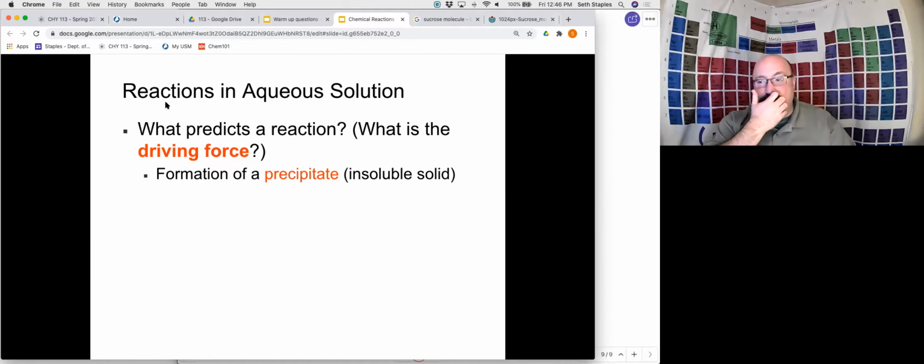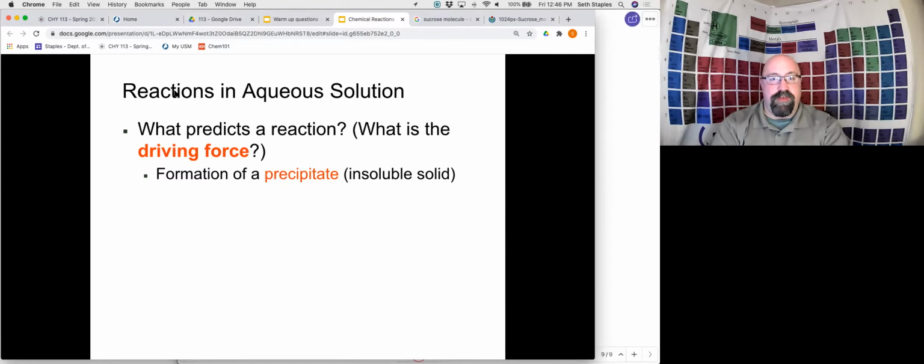One of the driving forces that we look at is going to be the formation of a precipitate, the formation of an insoluble solid, and we'll see what that means in a bit. But it's basically when we mix two liquids together, or two aqueous solutions together, a solid forms. So we take something that is dissolved in water, something else dissolved in water, mix them together, and we end up getting a solid from that. That can drive a reaction.